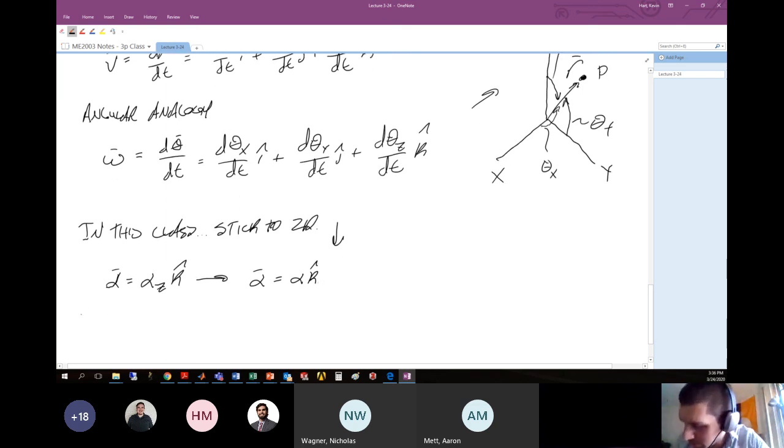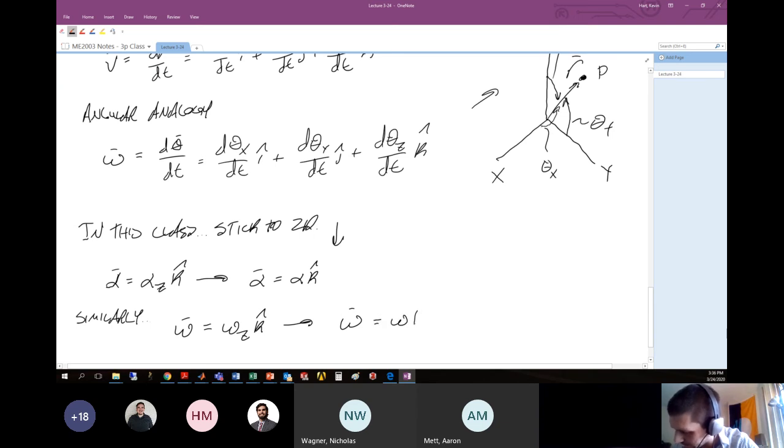Similarly, we might have angular velocity omega, which is defined only by omega z k hat in this class. Or you might see me write this as omega is simply omega k hat. Since there aren't really components in any other directions, we might just say that the scalar value is entirely in the k hat direction. Right?